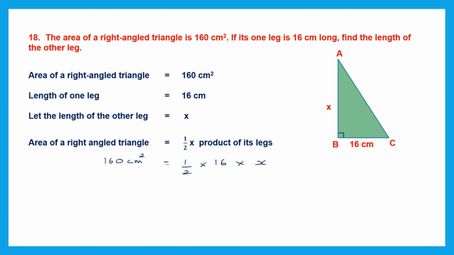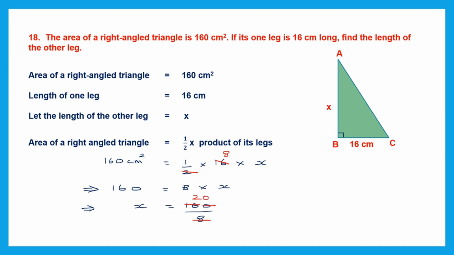Now here I can cancel 2 and 16. 2 into 8 is 16. So in this equation, what do I have? I have 160 centimeters square is equal to 8 into x. So now I'm going to find the value of x. X will be equal to 160 divided by 8 because I'm transposing 8, which is multiplication, to the other side, so that will become division. Now divide 160 by 8. You can cancel 8 twos are 16 and put the 0.